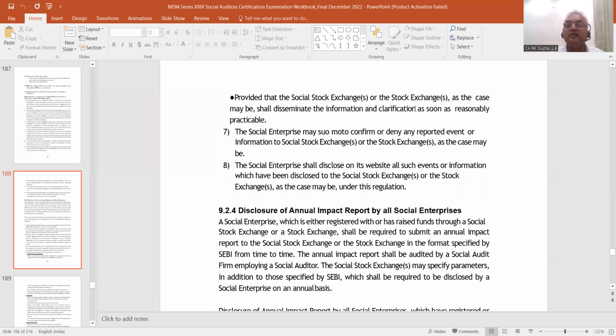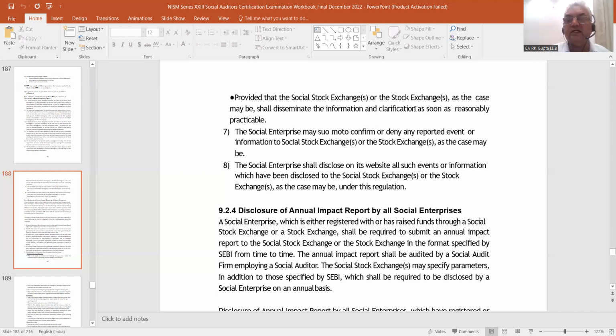The social enterprise may suo motu confirm or deny any reported event or information to the social stock exchange, as the case may be. Now they may confirm or deny. Suppose the NPO reported that they have done some event, but no such event actually happens, because the social stock exchange inquired into it. So the social enterprise may suo motu confirm or deny any reported event or information.